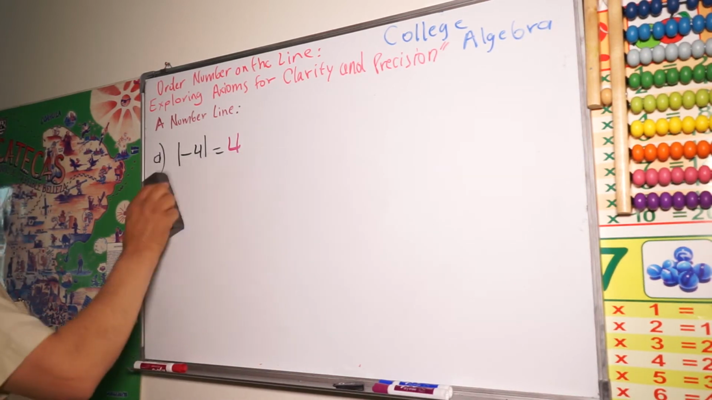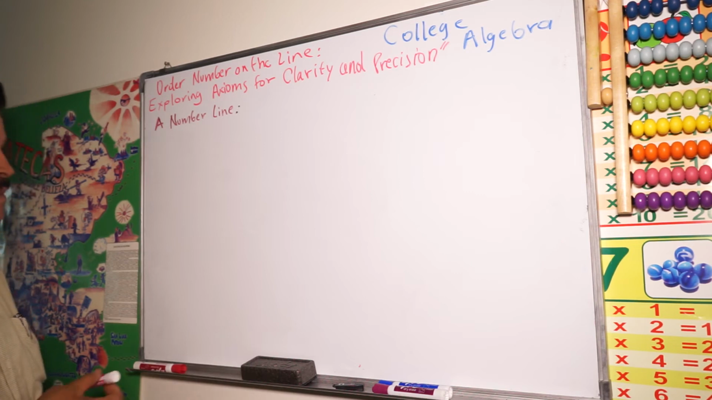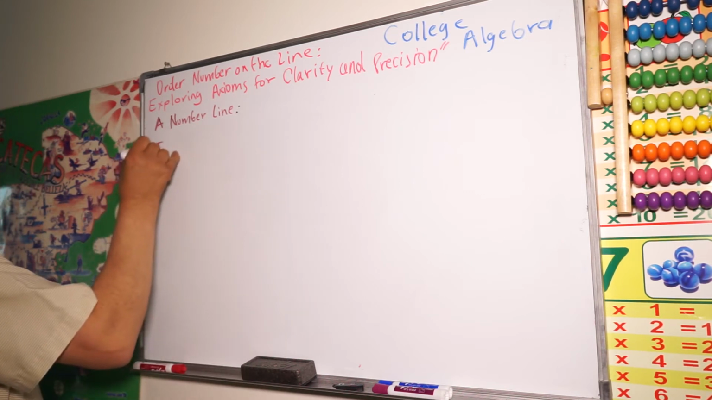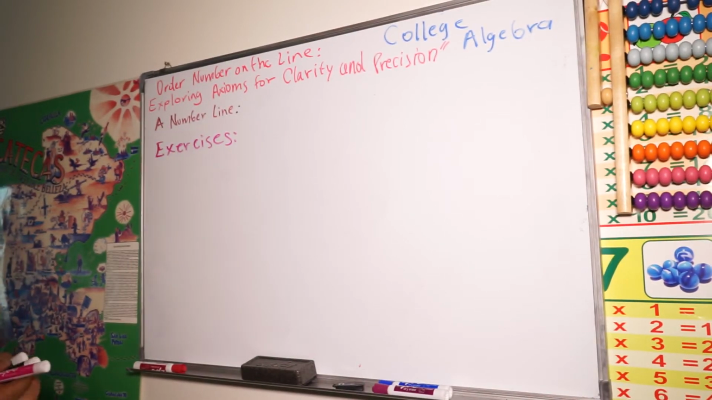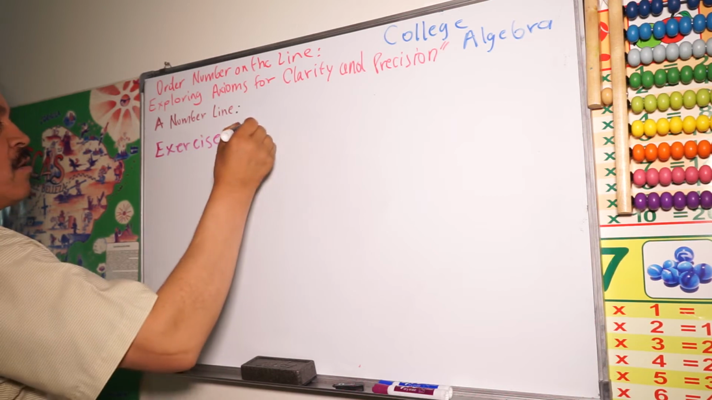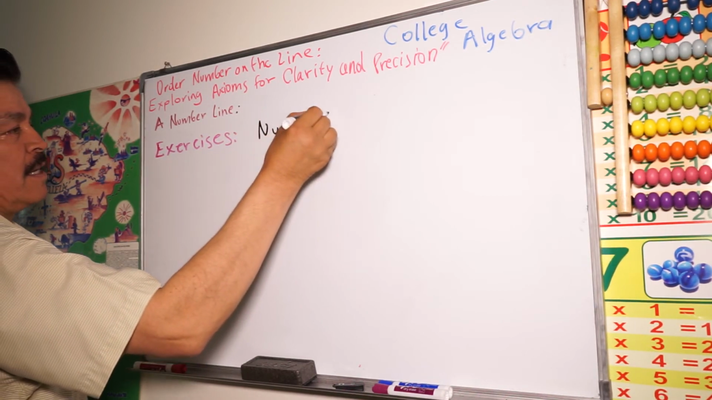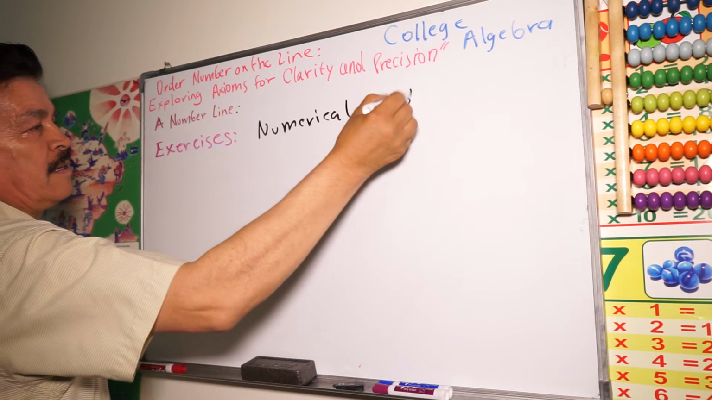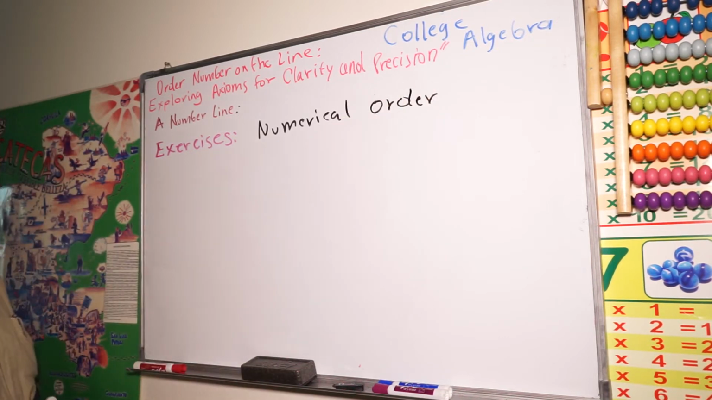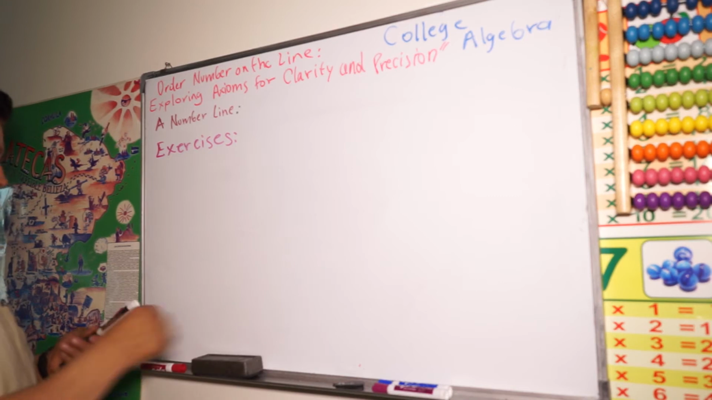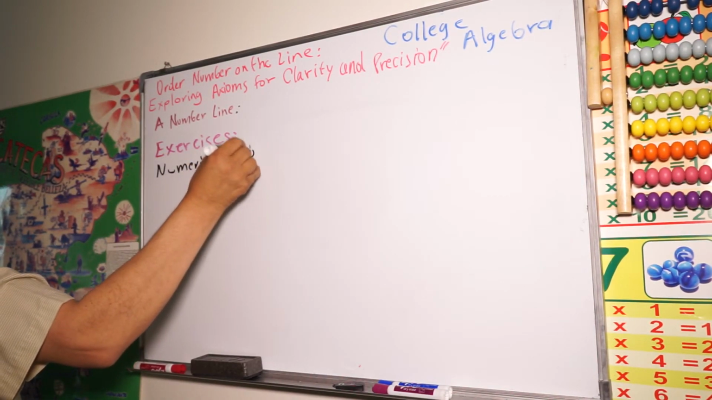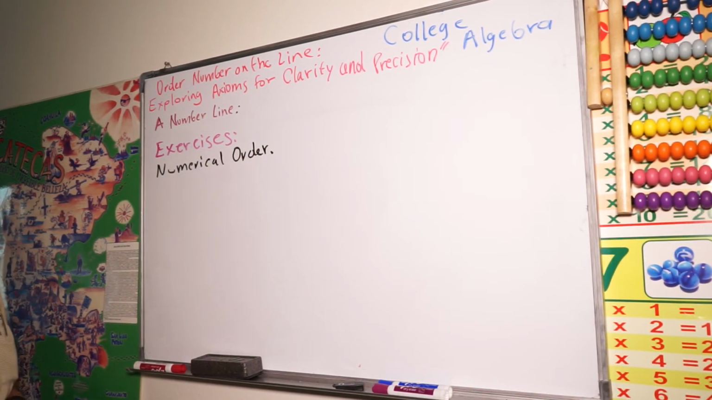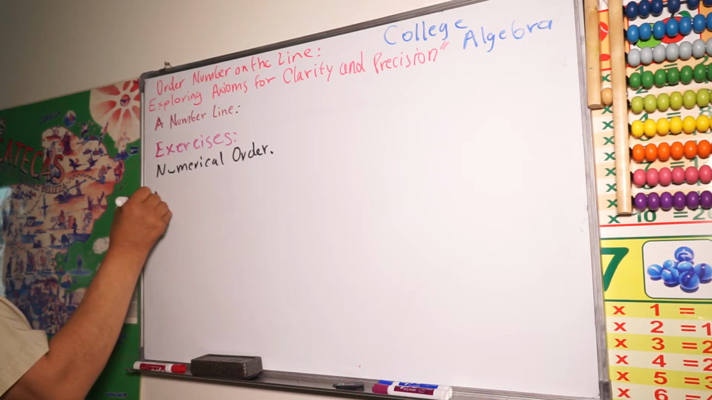Okay. Let's do some exercises. So the exercise: numerical order. All right. So let's do the first problem. Let's write these numbers.